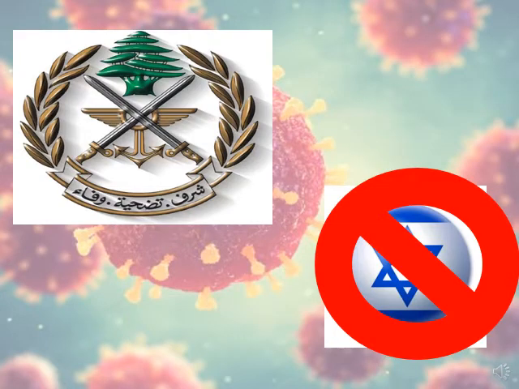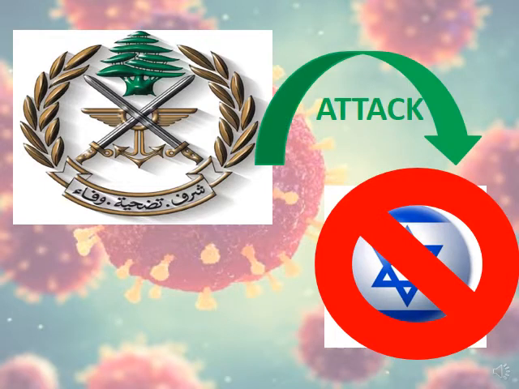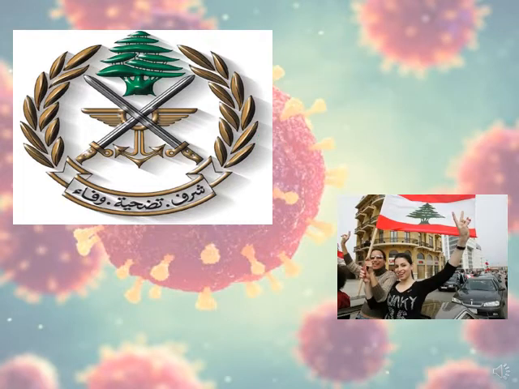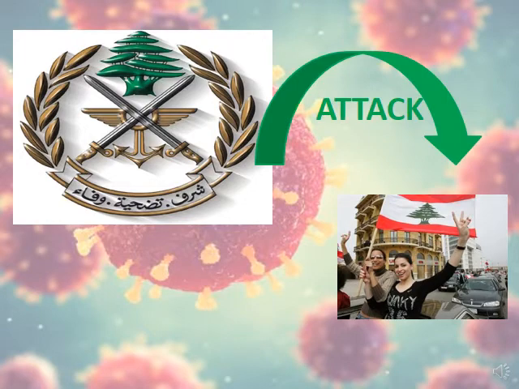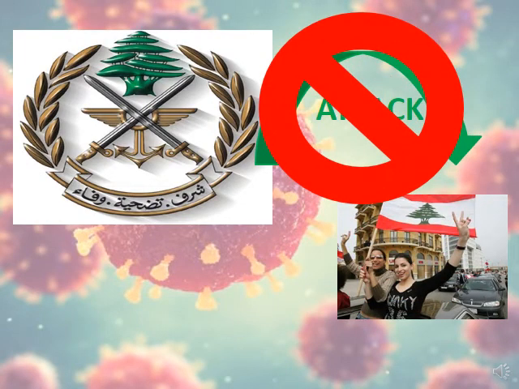Here we have the Lebanese army and the Israeli army. The Lebanese army will attack the Israeli army because the Israeli army doesn't belong to Lebanon. It's foreign. It doesn't belong to our country, which is the Lebanese one. While we have the Lebanese army, and here we have Lebanese citizens. Will the Lebanese army attack these Lebanese citizens? No. Why? Because they belong to our country. So they are not foreigners.